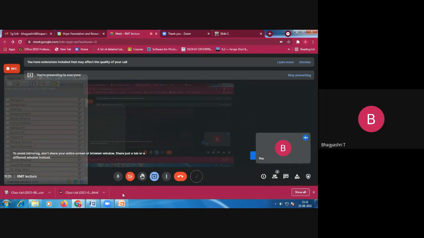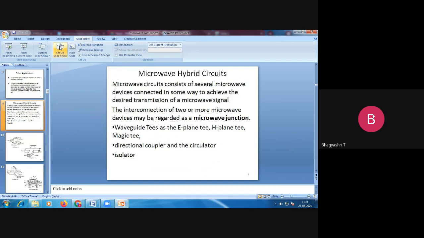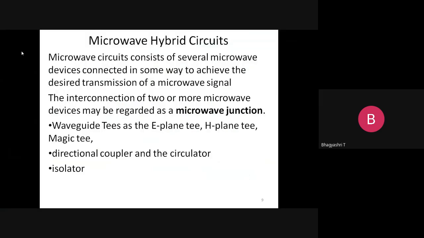So, in the last lecture, we completed what is microwave, and from this lecture, advantages, disadvantages of microwave, and now we are going to start the microwave components.